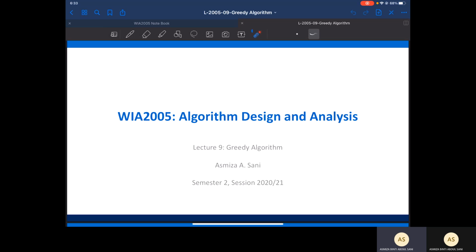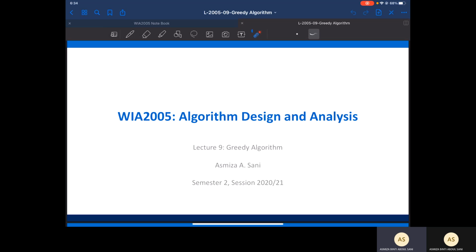So today we're going to be looking at another topic in our lecture, which is greedy algorithm. So far, we have looked at the divide and conquer approach, whereby you can solve a problem by, if your problem can be divided into sub problems, you can actually divide and conquer it, and solve and find the overall solution.